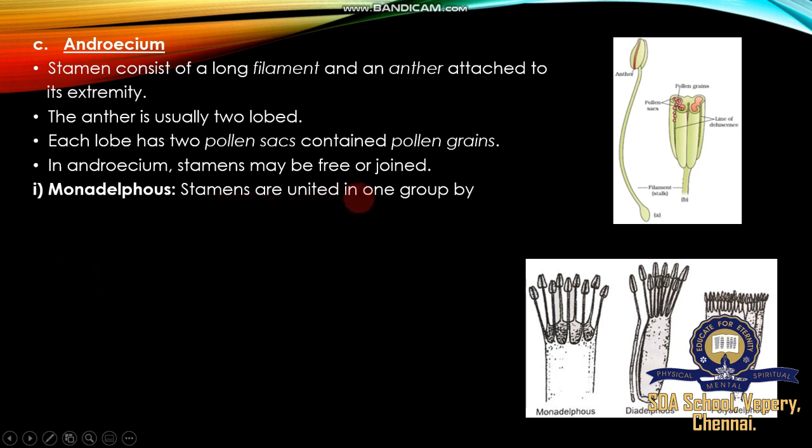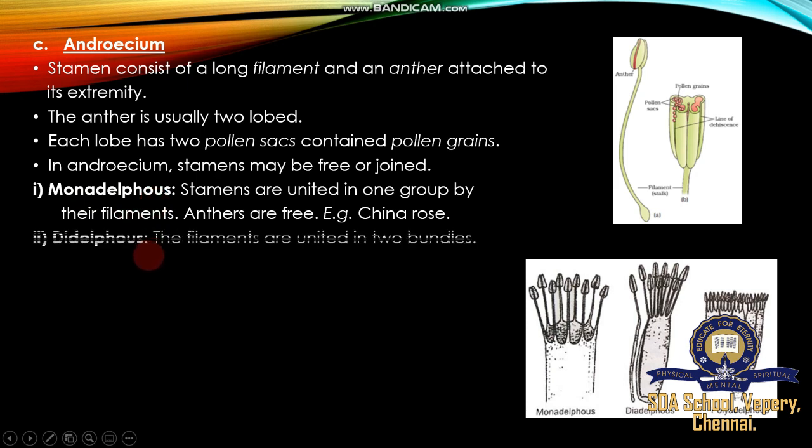Monoadelphous stamens are united in one group by their filaments. Anthers are free. Example, China rose. Here there is only one group of stamens, either one or many in number, but all the stamens are more or less similar. This comes under monoadelphous. Mono means one, adelphous means bundle. This bundle may contain one stamen or a group of stamens.